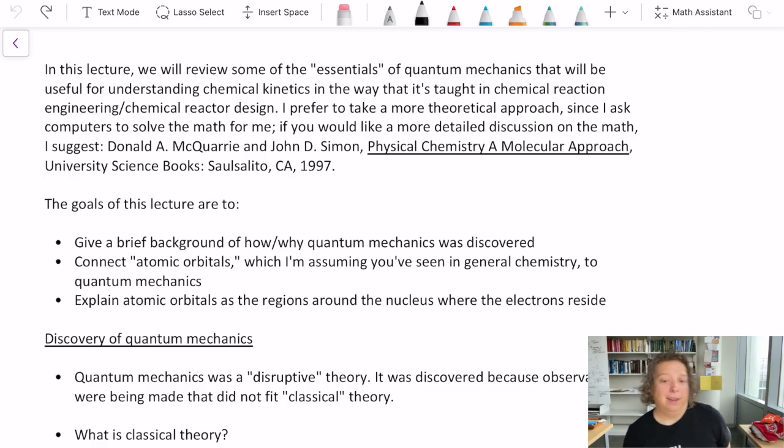The reason is that I use quantum mechanics in my research, and I know that a computer is going to do all the math for me, so I don't worry too much about the math. I care more about understanding, or being able to predict, what answers I should get, and knowing if the answers the computer gives me are reasonable.